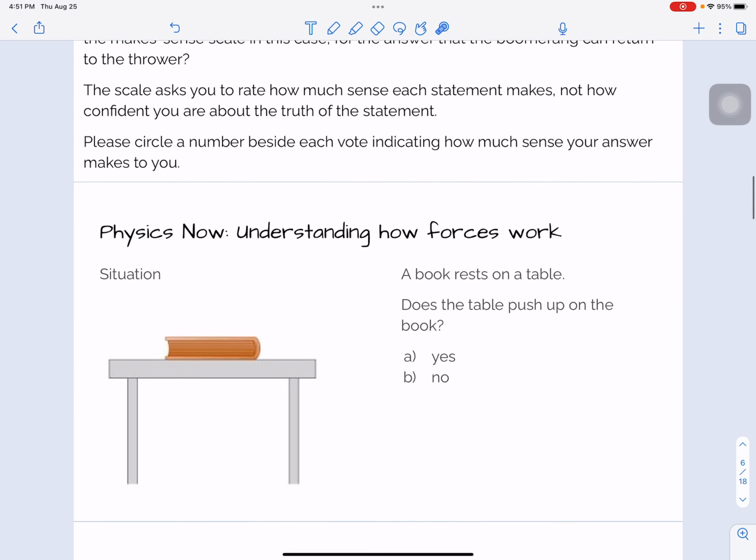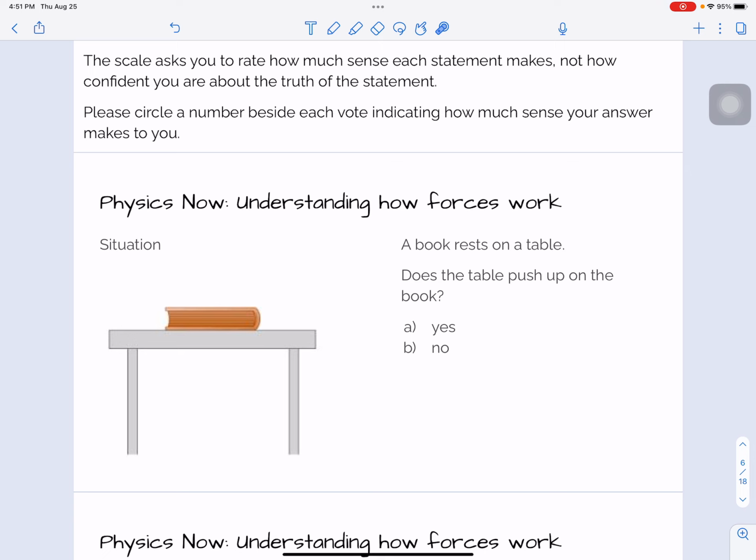So here is our first situation. A book is resting on a table, and the question is, does the table push up on the book? So before you answer the question on Edpuzzle, I want you to discuss this with your group, and you might take 5 or more minutes to discuss this with your group, and then you will answer.